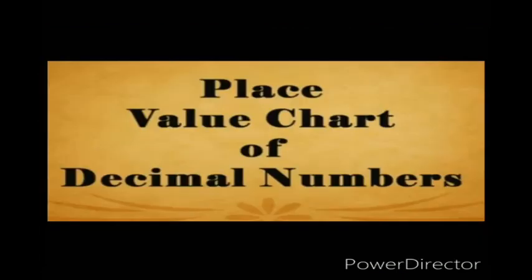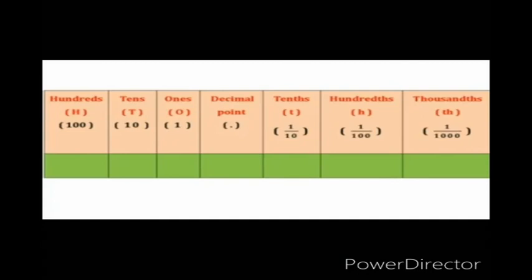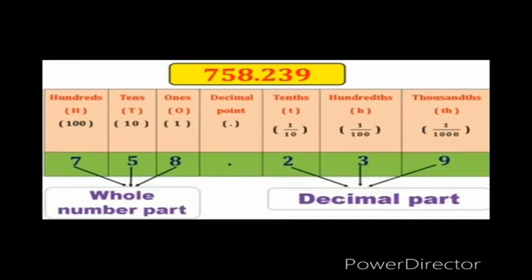Children, just as we have a place value chart for whole numbers, we have a place value chart for decimals also. This is the place value chart of decimal numbers. In the middle we can see a decimal point. Then on the left side of the decimal point we have ones, tens and hundreds. Then on the right side of the decimal point we have tenths, hundredths and thousandths.